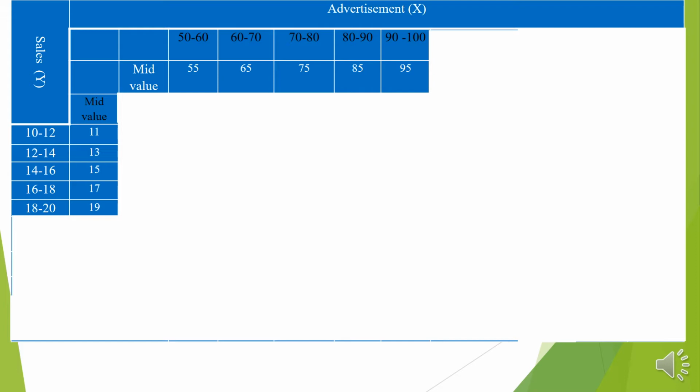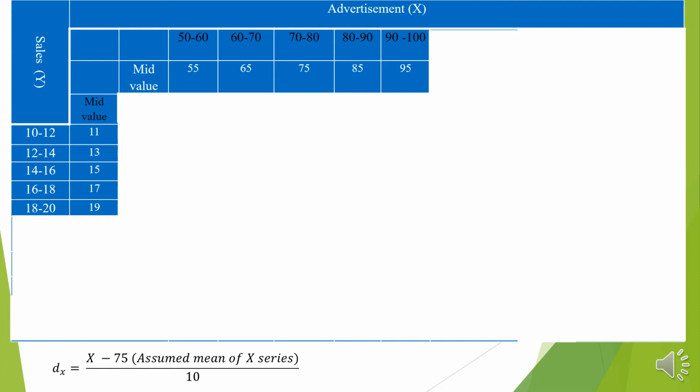Now I'm going to find out dx. For that, this is the formula: dx is equal to x, meaning the values of the x series, minus 75. Look here, we have 5 values, so 5 classes. This is the middle one, so I have taken this as the assumed mean.